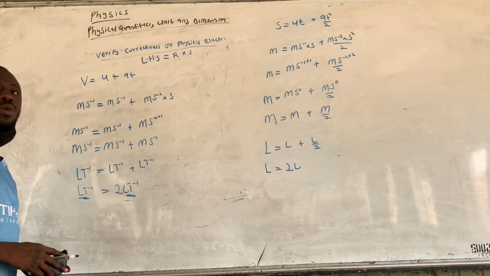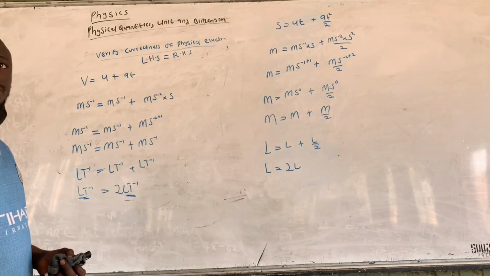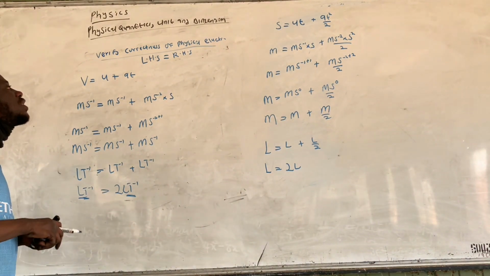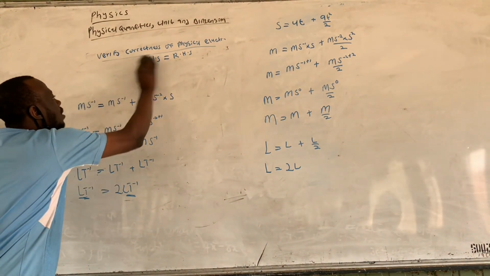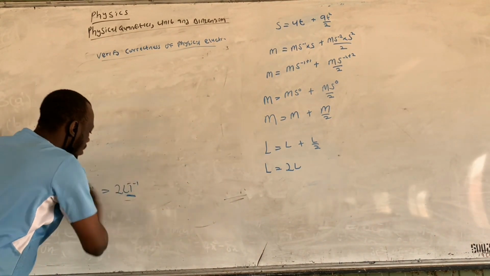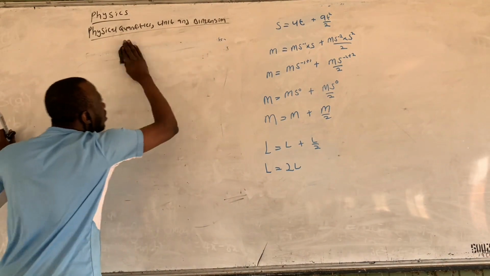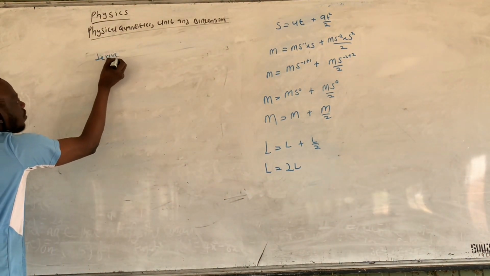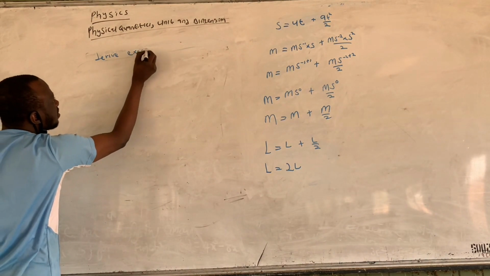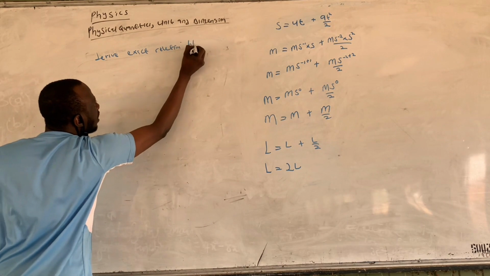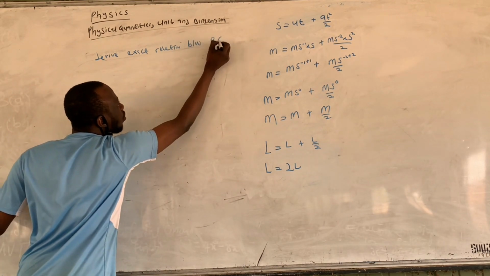So the last one, we are going to use dimension to form an exact relationship between measured physical quantities. The last one is the derivation, to derive the exact relation between physical quantities.